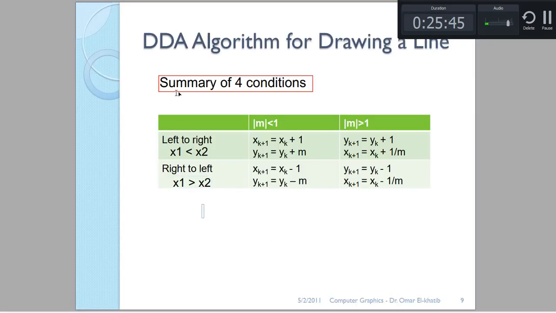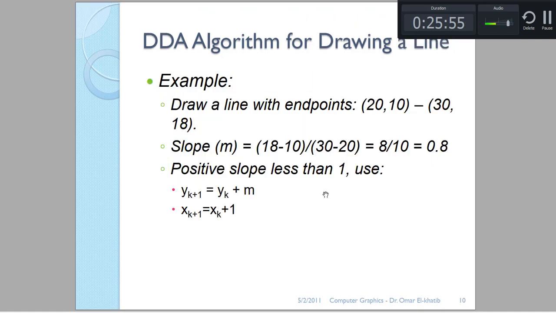How will we do that if you want to do it yourself on pen and paper to solve this problem? So here is an example. We want to draw a line with endpoints (20, 10) and (30, 18). So we have 2 points.